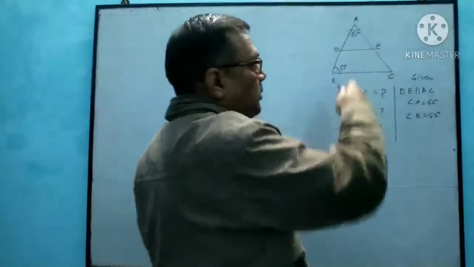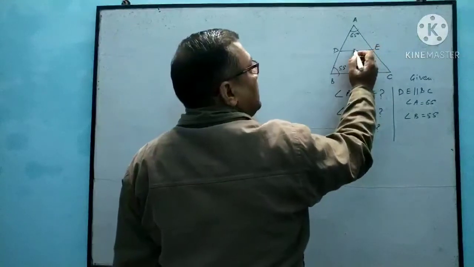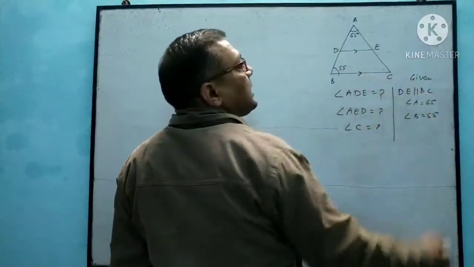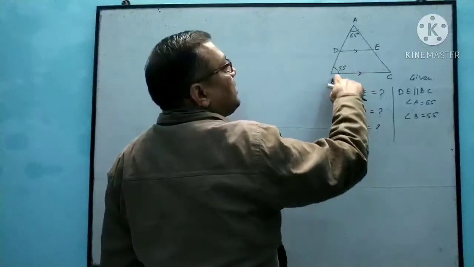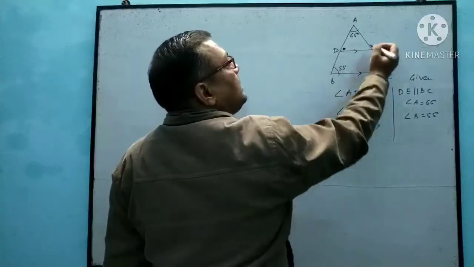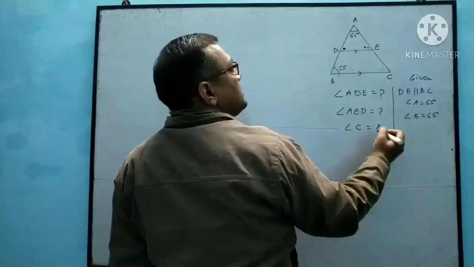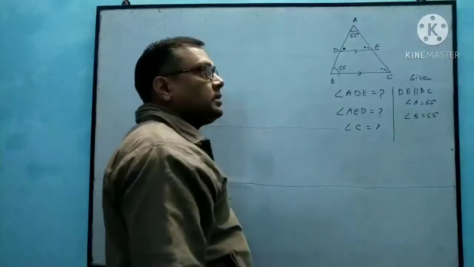We have taken a problem in which a triangle ABC is given and the line DE is parallel to BC. It is given that DE is parallel to BC, angle A is 65, angle B is 55, and we have to find angle ADE like this angle, angle AED like this angle, and angle C like this angle. We have to find these three angles one by one.